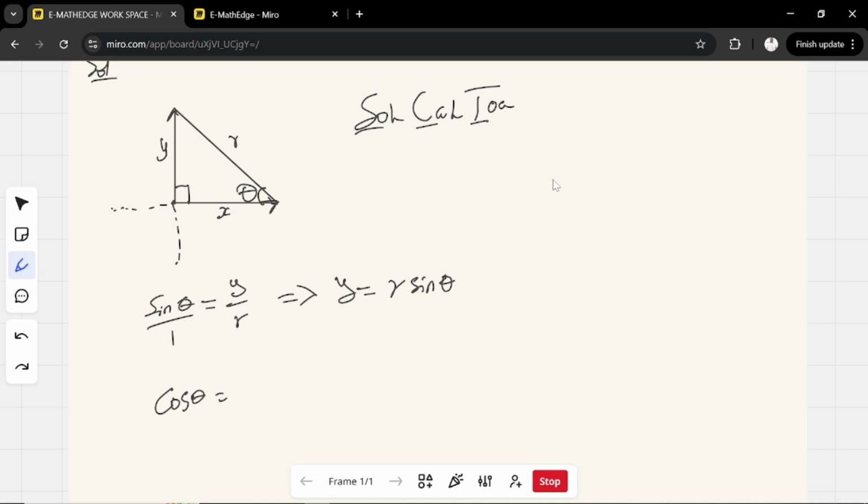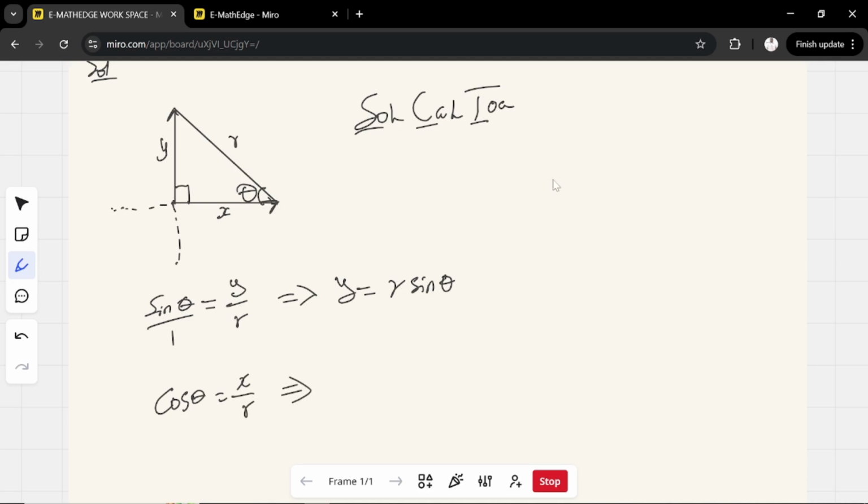So let's come back to the right angle triangle. Where is the adjacent side and where is the hypotenuse side? So the adjacent side to this angle theta is the x, while the hypotenuse side remains r, right? So that's to say cos theta is going to give us x all over r.